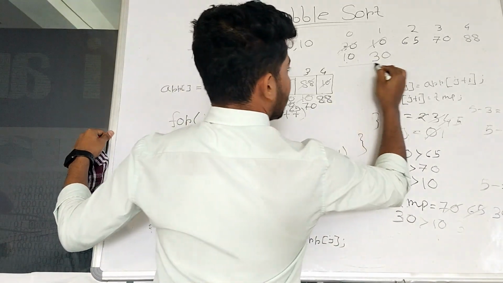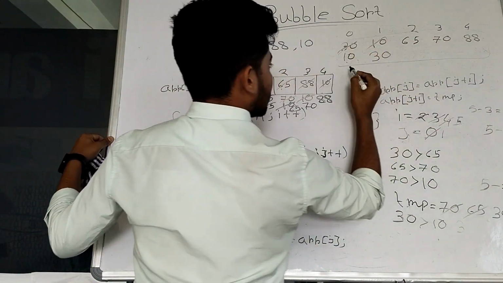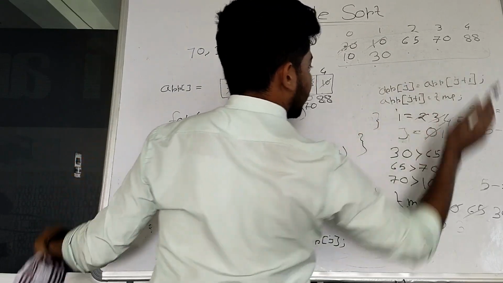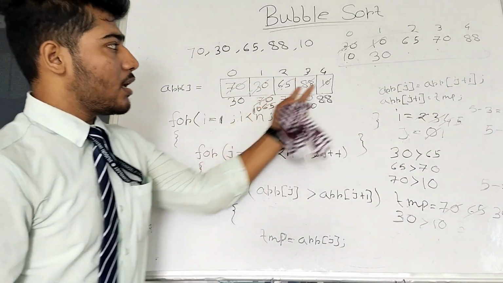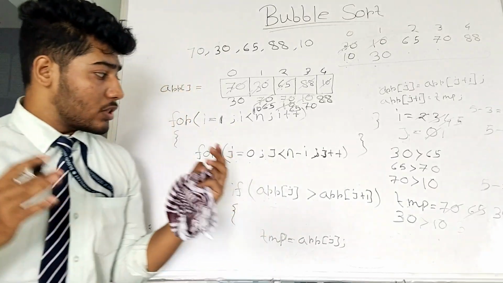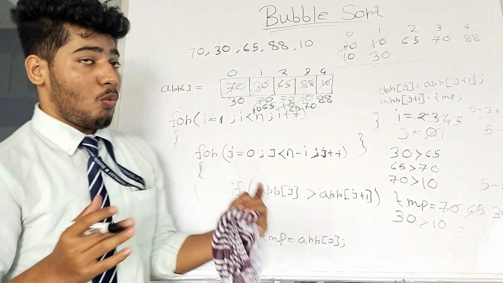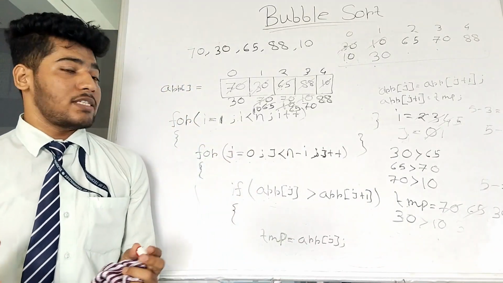So see, it is all sorted: 10, 30, 65, 70 and 80 in the array. So that's how bubble sort works. I hope you understand that.